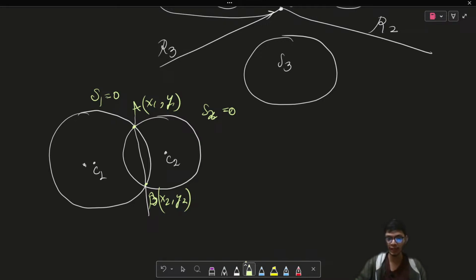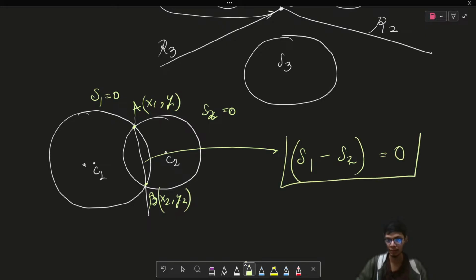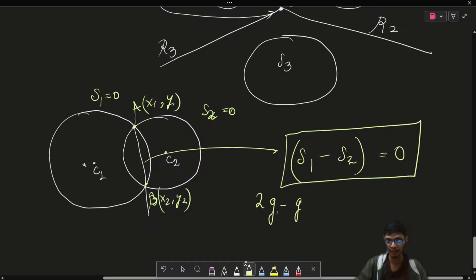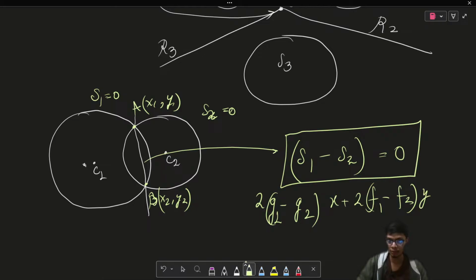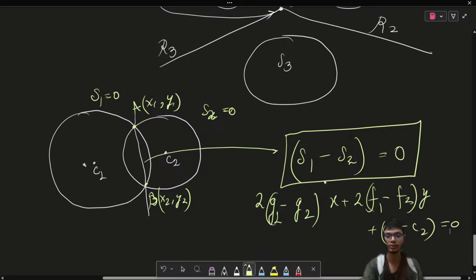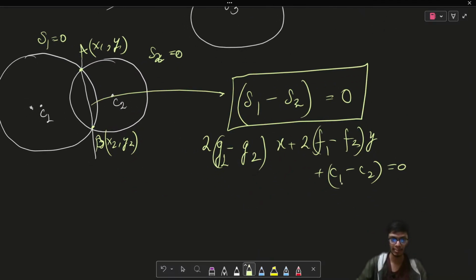Now if you try to do that, you will see that the equation of the common chord will simply turn out to be S1 minus S2 equals 0. So the equation of the common chord is the same as the equation of the radical axis, that is, (g1 minus g2) into x plus 2(f1 minus f2) into y plus (c1 minus c2) is equals to 0. This is my equation of the common chord, which is very similar to that of the radical axis.